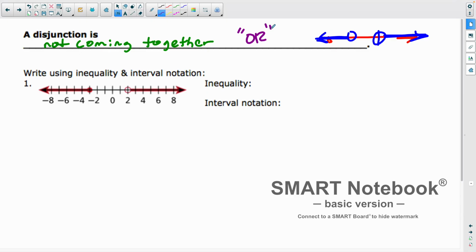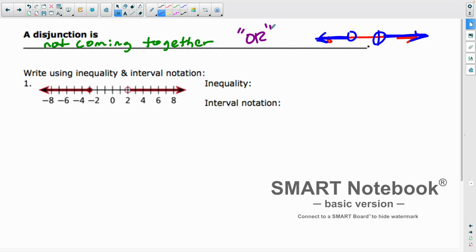Okay? Here's an example of a disjunction that's graph forming. We want to write the answers to this. Two different ways that we can write the answer. We can write them in inequality form, which are going to have their less than or greater than symbols in them. Or we can write them in interval notation. I think we've talked a little bit about interval notation. We're going to discuss some more.